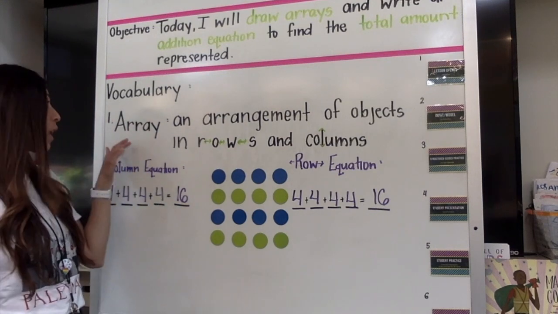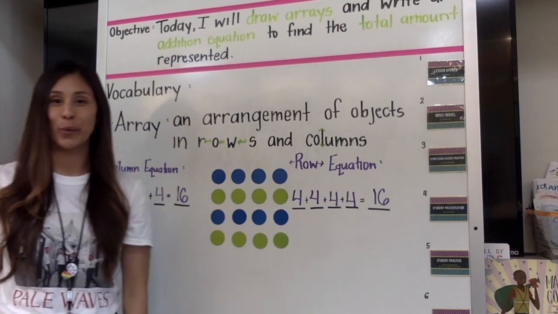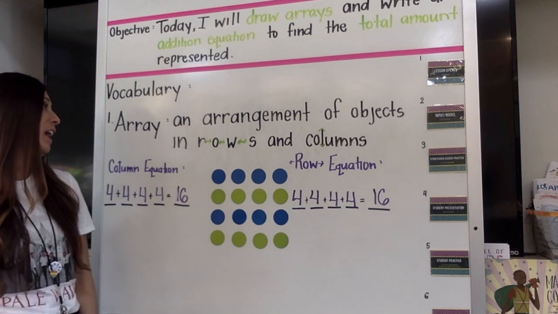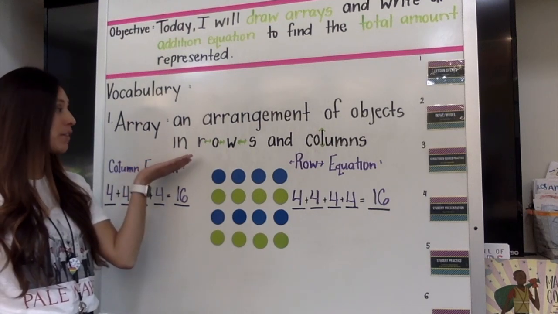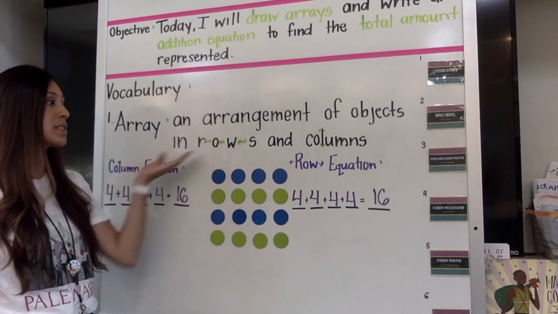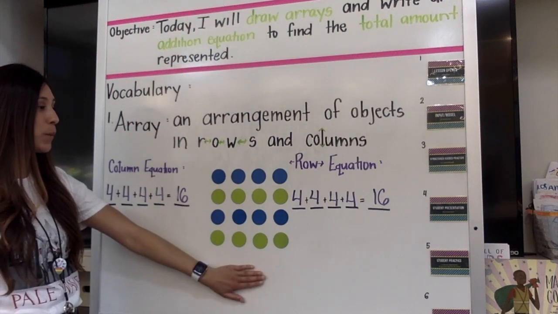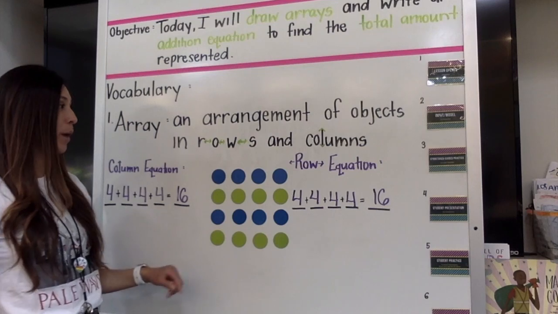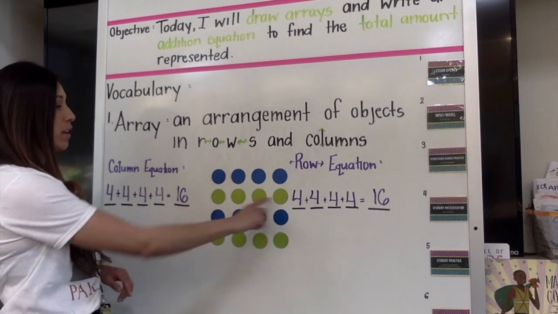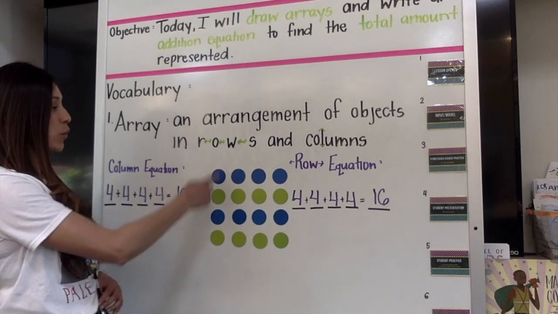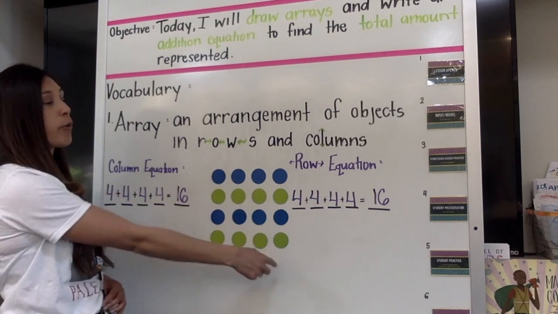So we have the word array. Can everybody please say the word array? Sounds great. You guys got it. And an array is just an arrangement of objects in rows and columns. Okay? So over here we have our magnets, and we have them arranged into 1, 2, 3, 4 rows, and we have them arranged into 1, 2, 3, 4 columns.